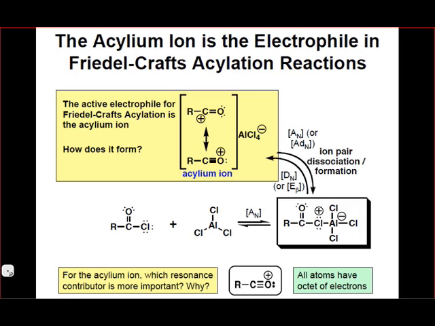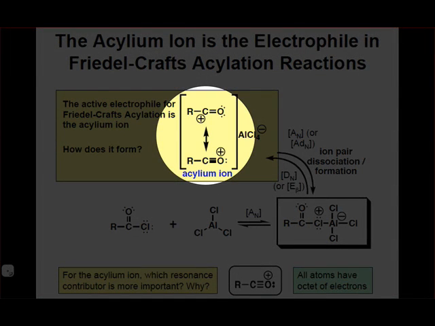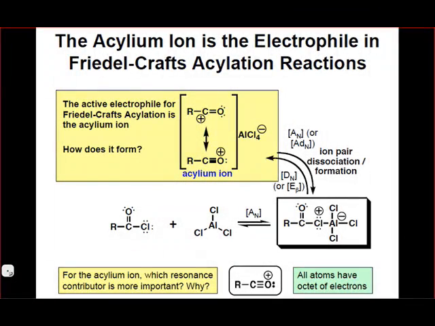The active electrophile that reacts with aromatic rings is the resonance stabilized acylium ion. The acylium ion is only produced in the presence of the aluminum trichloride species, and let's take a look at the mechanism of how that happens.